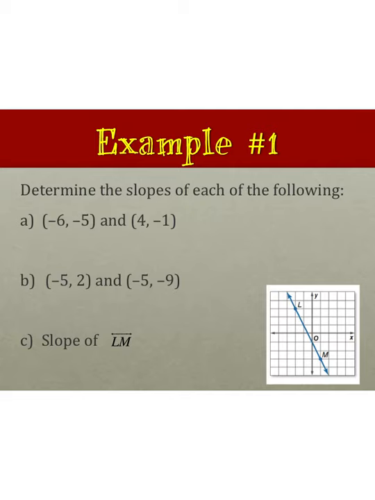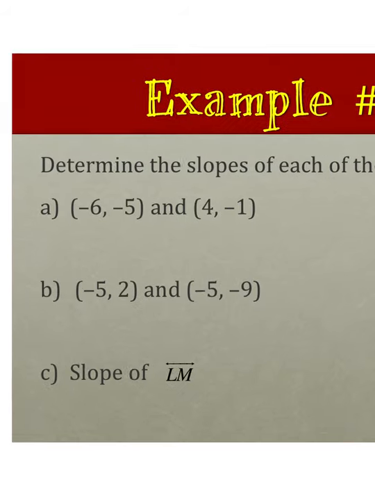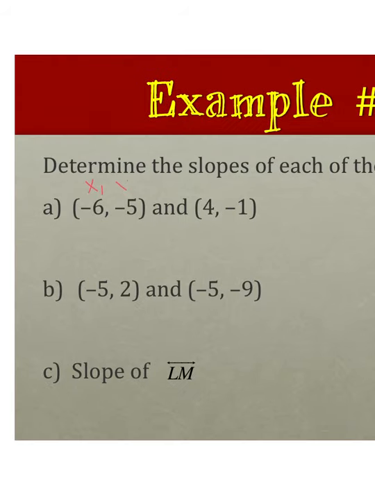So if I was to determine the slope of these lines, here I have two ordered pairs. One of them is x1, y1, the other one's x2, y2. Which is which doesn't matter. So if I call this x1, y1, and the second one x2, y2, I'm going to find the slope. The slope is going to be y2, negative 1, minus y1, negative 5, over 4 minus negative 6. Obviously, I'm going to clean this up. Negative 1 plus 5 is positive 4, over 4 plus 6 is 10. Always, always, always reduce your answers. This is going to equal 2/5 once I reduce that slope.